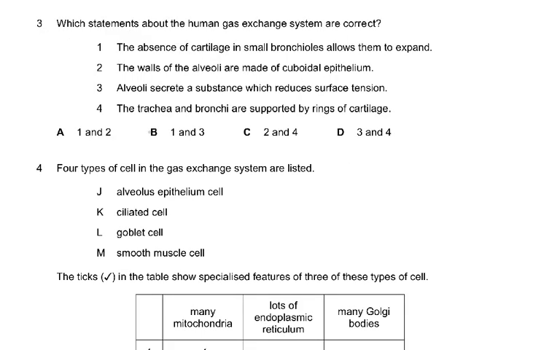Question 3. Which statements about the human gas exchange system are correct? The absence of cartilage in small bronchioles allows them to expand. The walls of the alveoli are made of cuboidal epithelium. No, not cuboidal epithelium. It's squamous epithelium. Alveoli secrete a substance which reduces the surface tension. The trachea and bronchi are supported by rings of cartilage, or plates of cartilage. In the trachea there are rings, and in the bronchi there are plates of cartilage. So that is why the answer was B. 1 and 3 was correct.